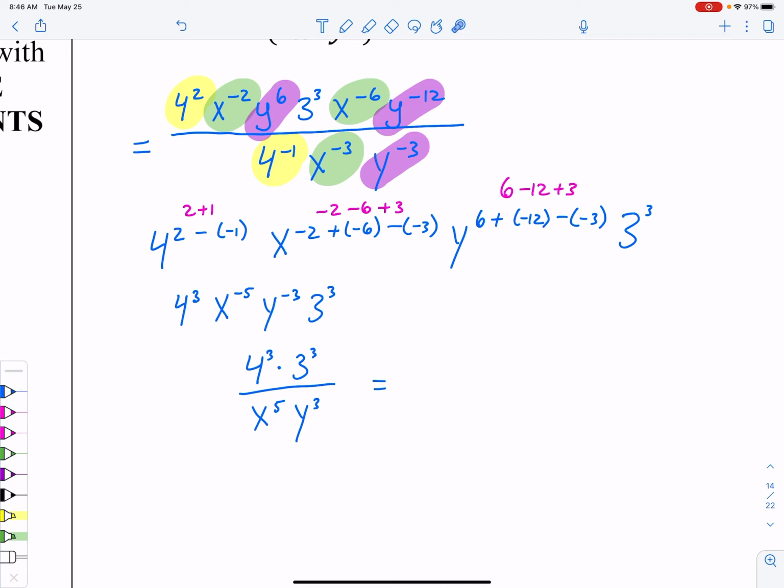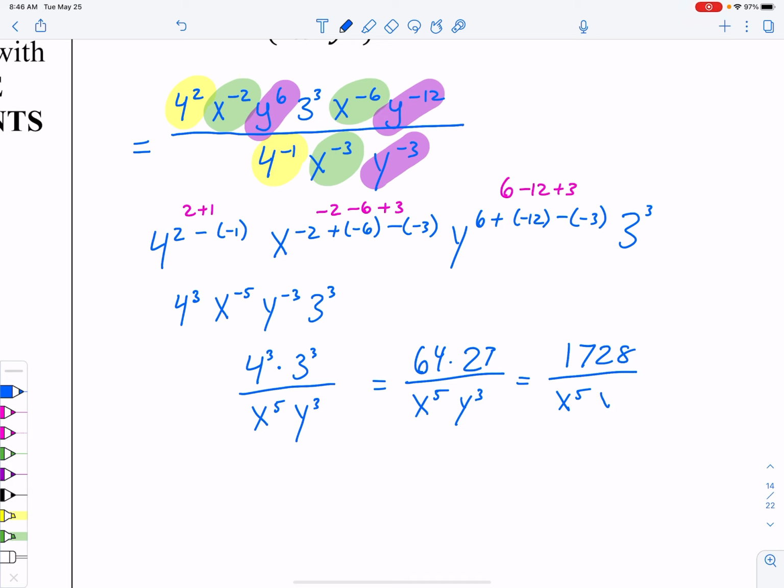Then we need to see, these are on the same level, so we can't simplify them at all in terms of crossing anything out, but we can expand them. So 4 to the 3 becomes 64, 3 to the 3 becomes 27, x to the 5, y to the 3, and then we multiply 64 and 27 together, get 1,728, x to the 5, y to the 3, and this is the final answer for this one. So we have to make sure that anytime you have a number with an exponent when you're doing these questions, that you don't leave it like that. It needs to be expanded.